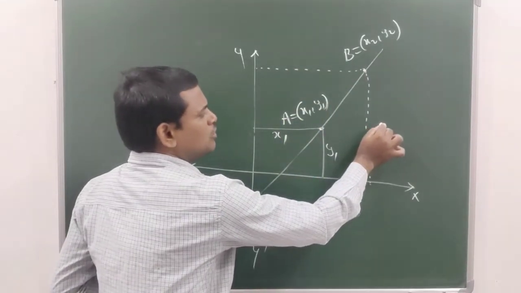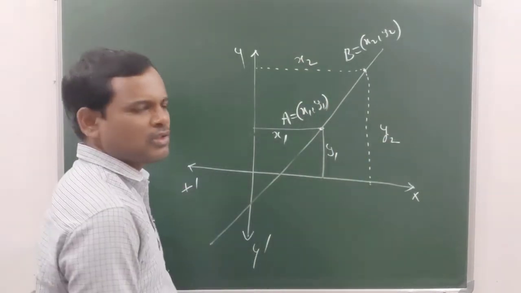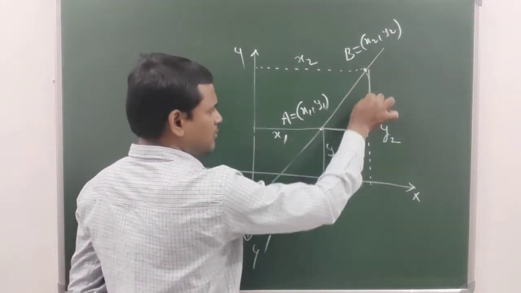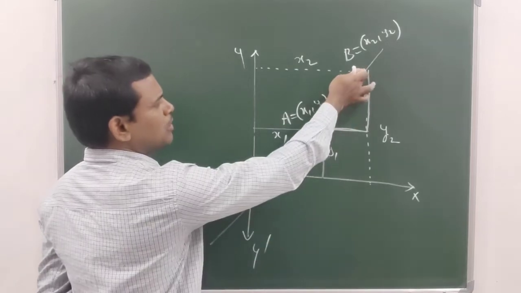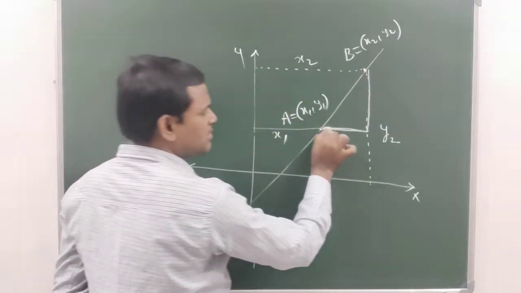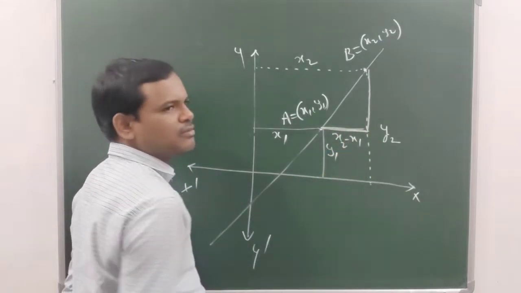So this length is how much? y2. This length is how much? x2. Now connect this point to this line and from here to here. How much is this? So observe here. From here to here it is x2. From here to here it is x1. Then this length will become x2 minus x1.